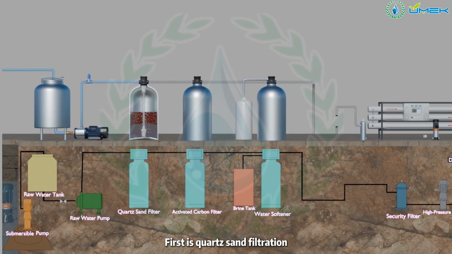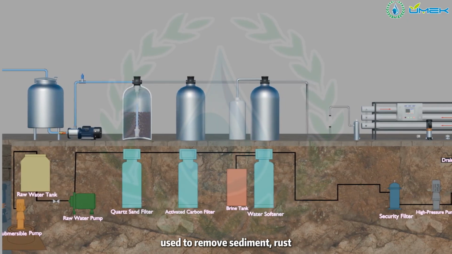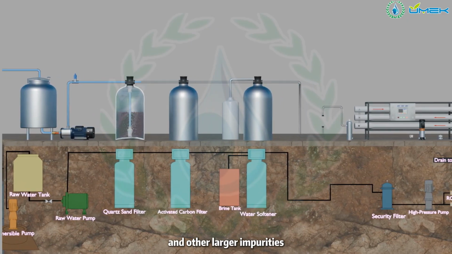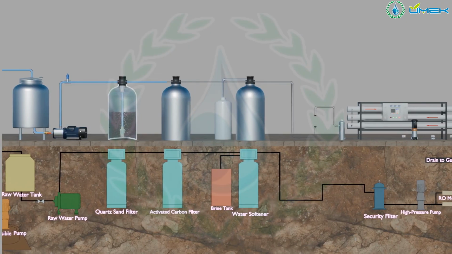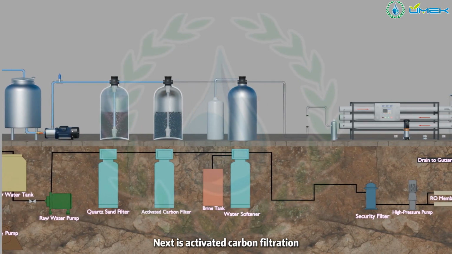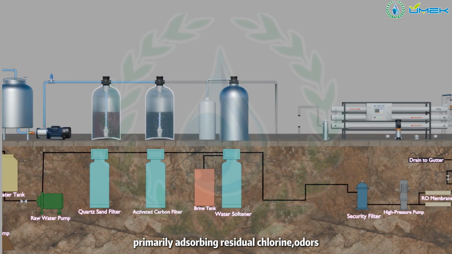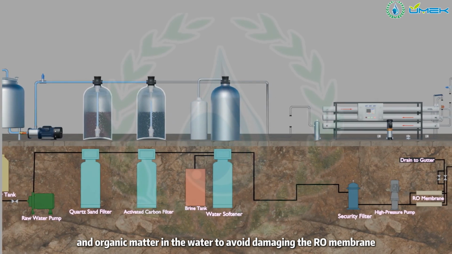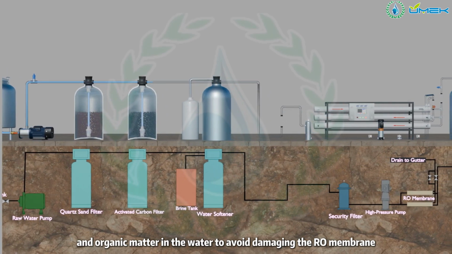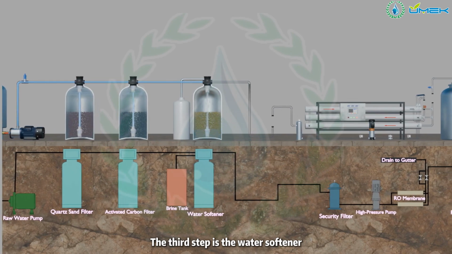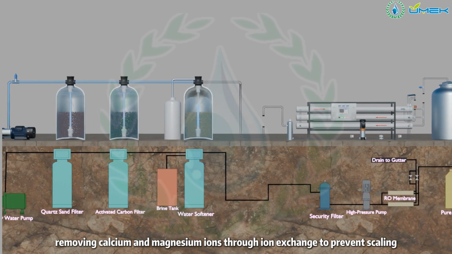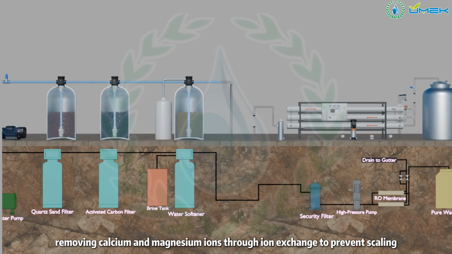First is coarse sand filtration, used to remove sediment, rust, and other larger impurities, protecting downstream equipment. Next is activated carbon filtration, primarily absorbing residual chlorine, odors, and organic matter in the water to avoid damaging the RO membrane. The third step is the water softener, removing calcium and magnesium ions through ion exchange to prevent scaling.